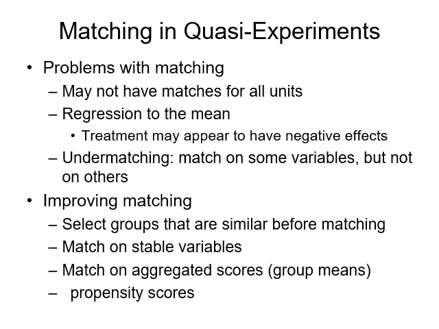We want to match on stable variables. We want to match on variables that are unlikely to change greatly other than our outcome. And if possible, we want to match on aggregated scores, group means, or individual scores across multiple predictors. And one of the ways we can do this is something called propensity scores, which basically creates an individual ranking score for each participant on multiple outcomes or multiple predictors.